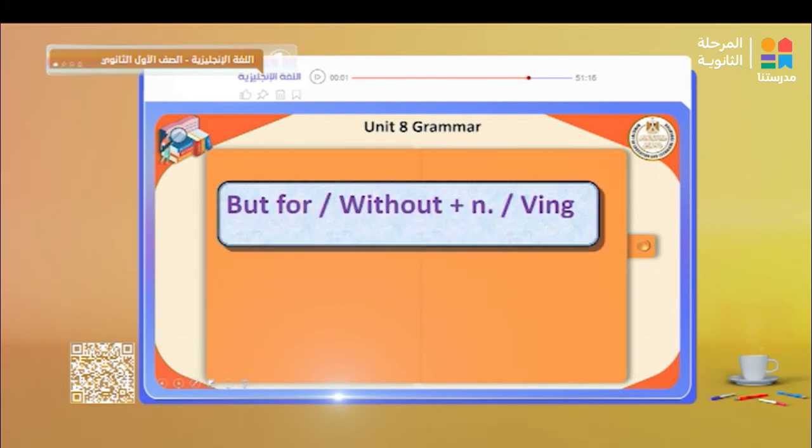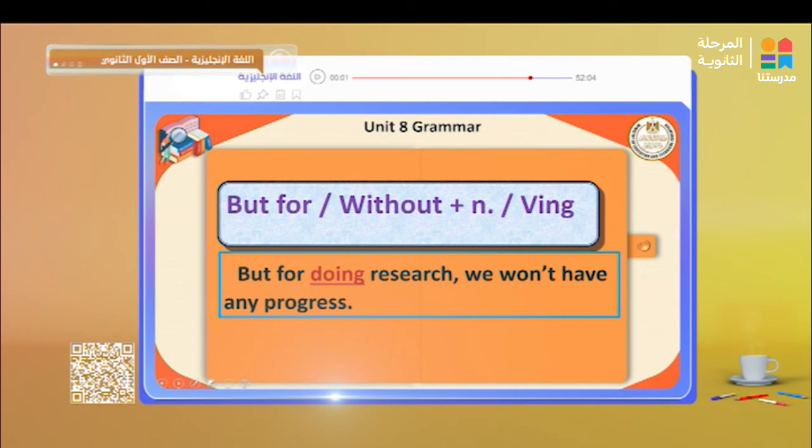We have also the word but for and without. But for and without are followed by noun or verb plus ing. So it's similar to unless, but what is the difference between unless and but for? Unless is followed by a complete sentence, but for is followed by ing or noun. So we say, but for doing research, we won't have any progress.